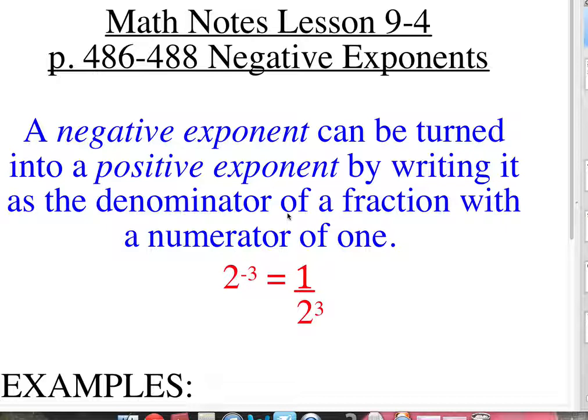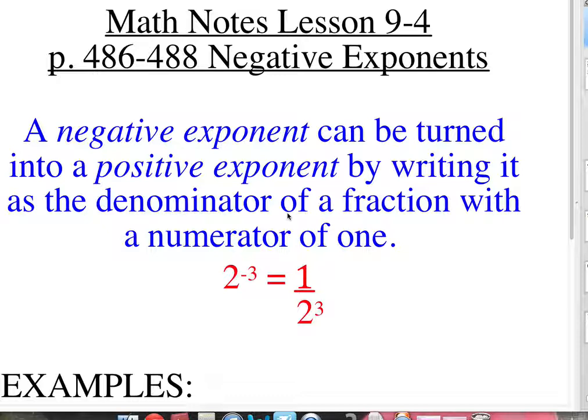This lesson is called Negative Exponents and goes with lesson 9-4 in your textbook, page 486. Definitely going to want a calculator. You know, I say that every time, so maybe I shouldn't say that anymore. You always want a calculator and pencil and paper. Take some notes, okay? This is an interesting lesson today. I don't expect it to take very long, but it is interesting nonetheless.